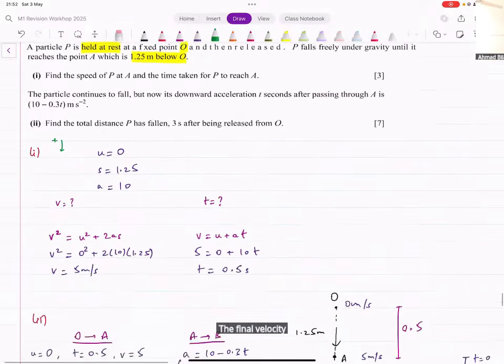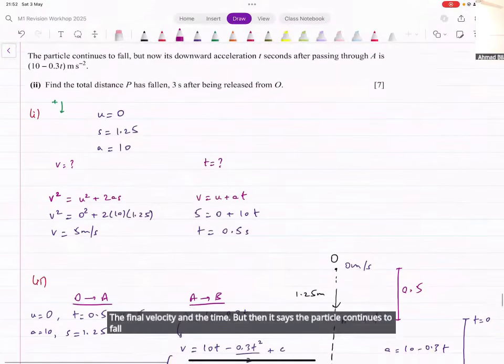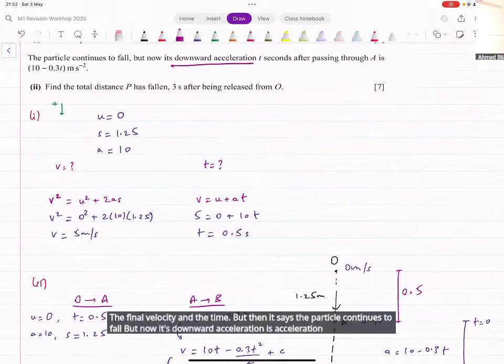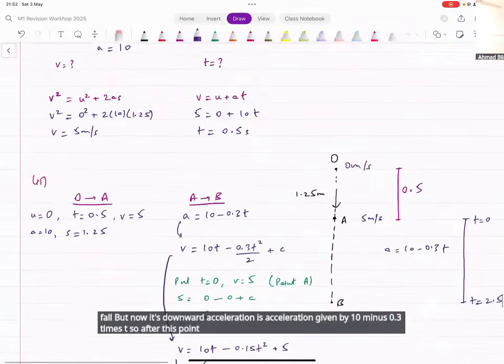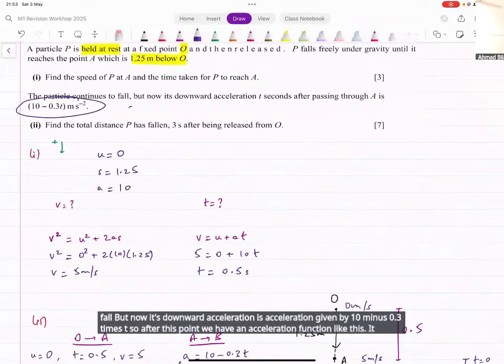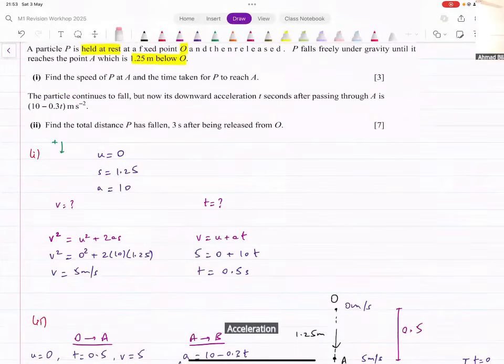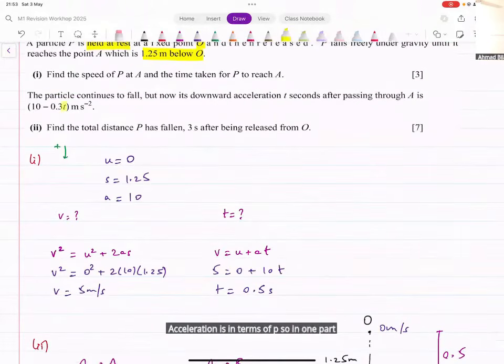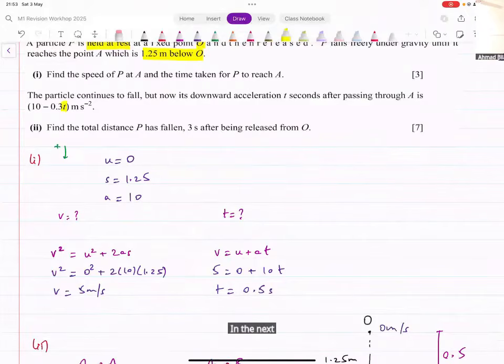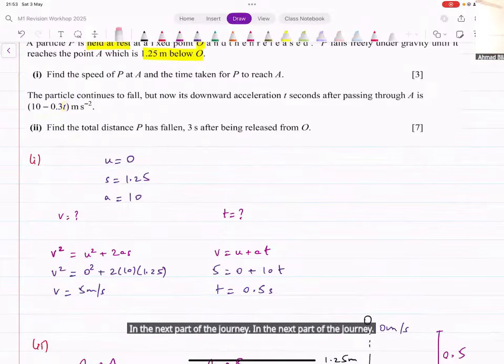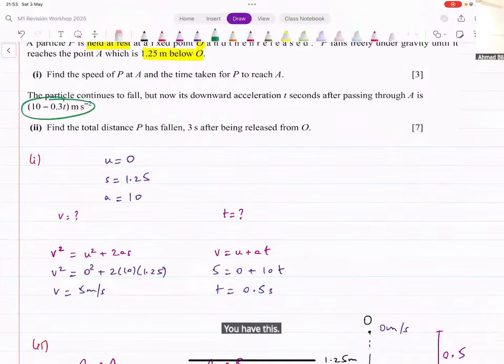But then it says the particle continues to fall. But now its downward acceleration is given by 10 minus 0.3 times t. So after this point, we have an acceleration function like this. It's no longer constant now. Acceleration is in terms of t. So in one part of the journey, acceleration was constant, that was 10. In the next part of the journey, you have this acceleration function that's not constant anymore.